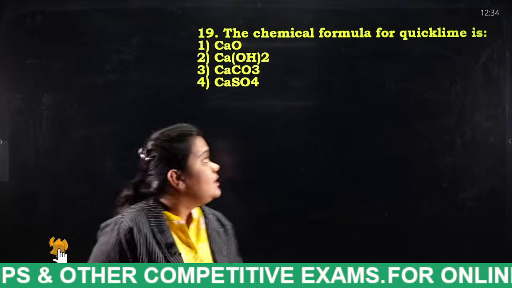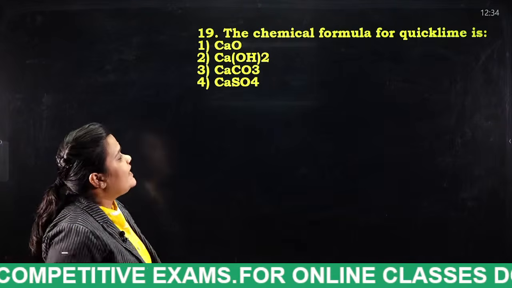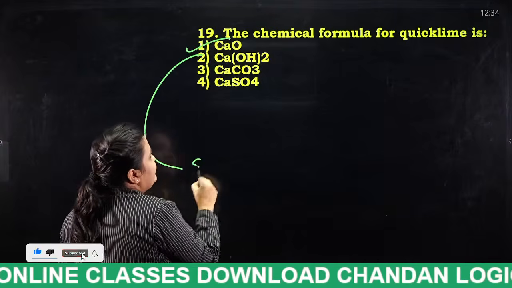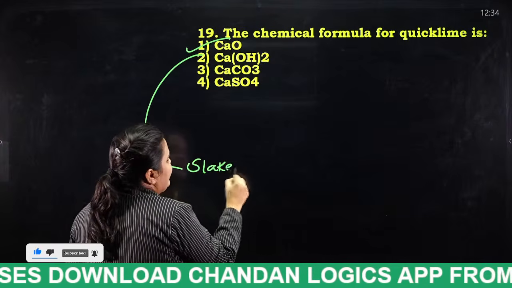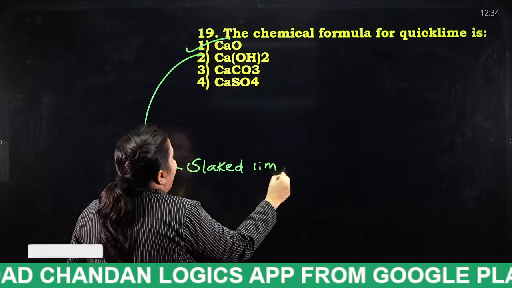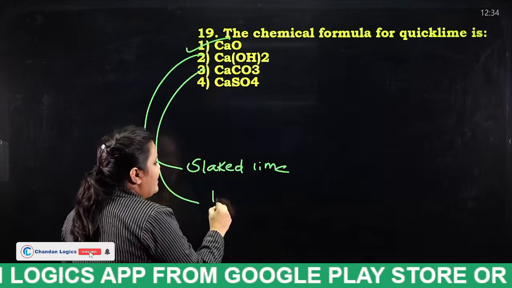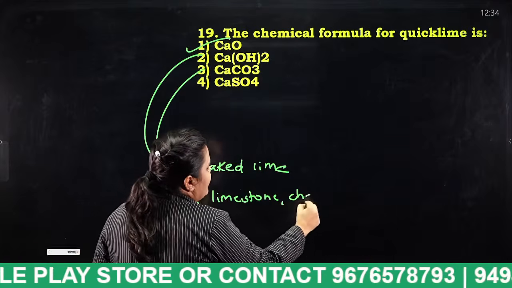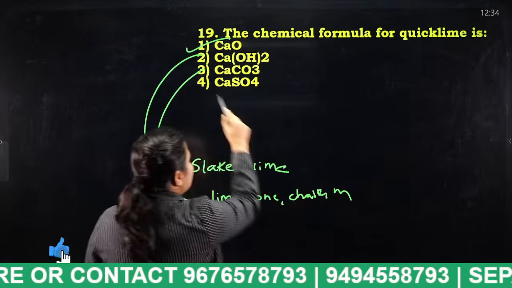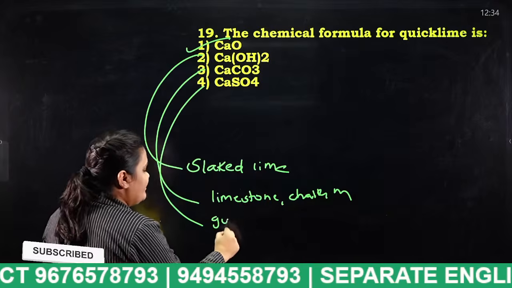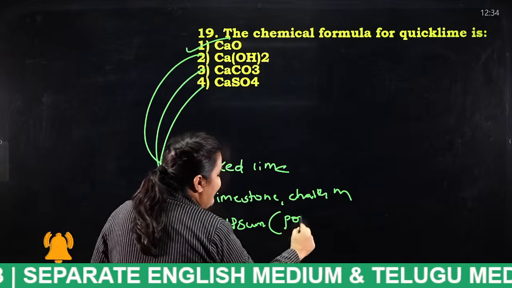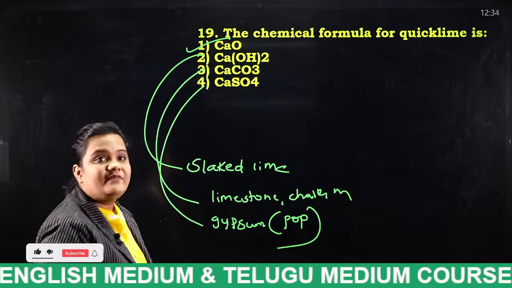What is the chemical formula for quicklime? CaO. Very good. Calcium hydroxide is known as what, students? Slaked lime. And calcium carbonate is known as what? Limestone or chalk or marble. And calcium sulfate is known as what? Gypsum. This gypsum is used in the preparation of what? Plaster of Paris. Very, very important.